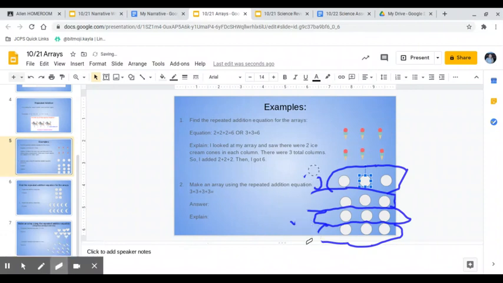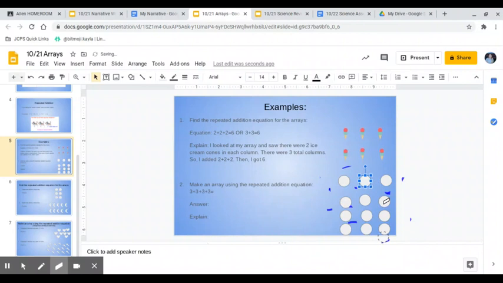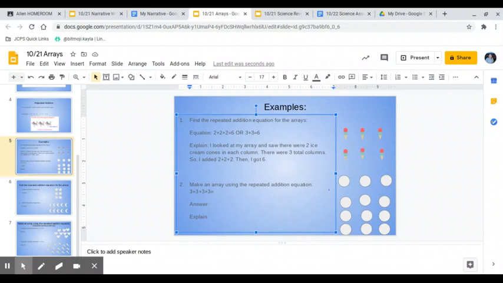So there are multiple ways to do each one. So now that I showed you that, let's explain and type in our answer. So we made our array using that equation. We did 3 plus 3 plus 3 plus 3. Now I'm going to type in my answer. I know that I got 12 circles. And then I'm going to go up here in my equation. I'm going to fill that out too.